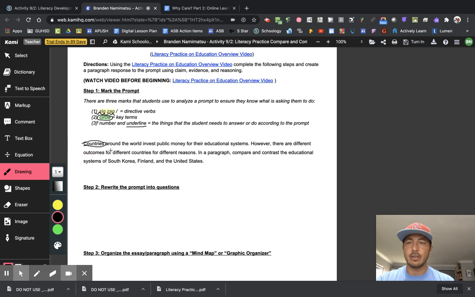So here we have the word countries, which is a key term. So I'm going to circle that. Countries around the world, right? So now you guys are seeing it. Key terms. Invest in public money for their, I'm going to actually maybe circle. Now notice I circle public money together. Because what type of money is it? Public money. Money that comes from the government through their educational systems, right? Notice I'm putting sometimes nouns together.